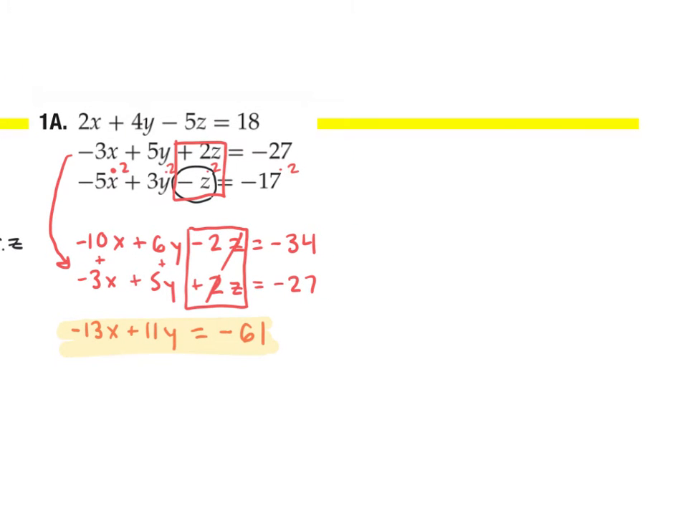So we go back up to the top. I'm going to erase what I did here so we don't get confused. I just combined the second and the third. Now I need to do the third and the first, and again, we have to eliminate the z's.